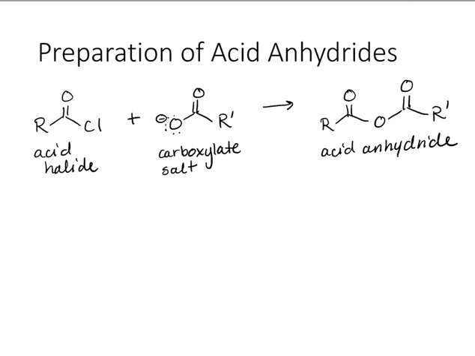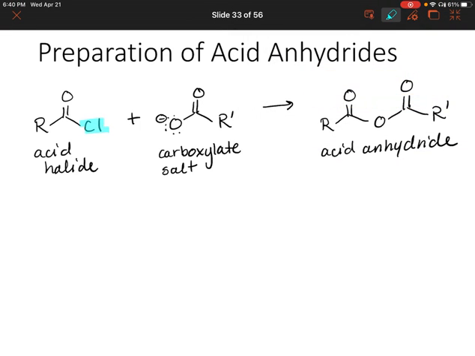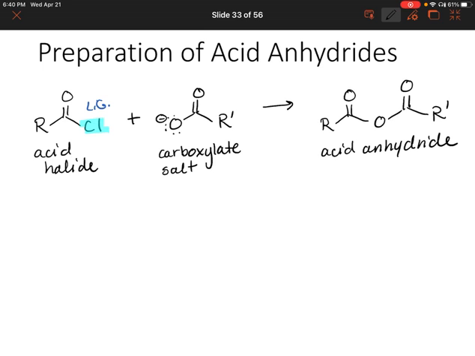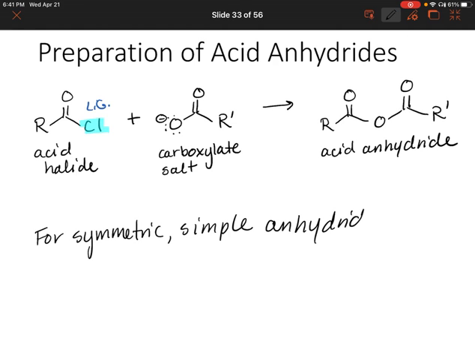Okay, so notice that the chlorine is really the only atom that didn't end up in our final product, and that's because it is the leaving group after the carboxylate salt attacks the acid halide. Now there is one other way that we could make an anhydride. So if you have a simple symmetric anhydride, you could use two carboxylic acids. So they should be the same since you're ending up with a symmetrical product.